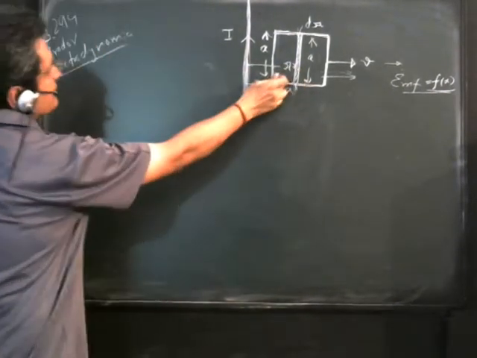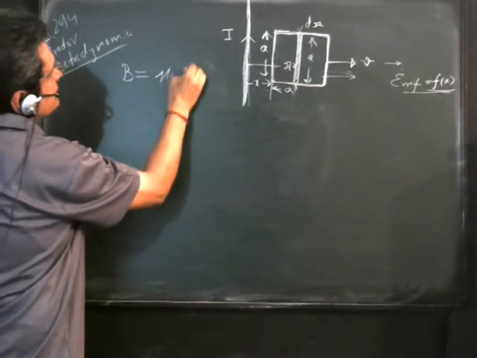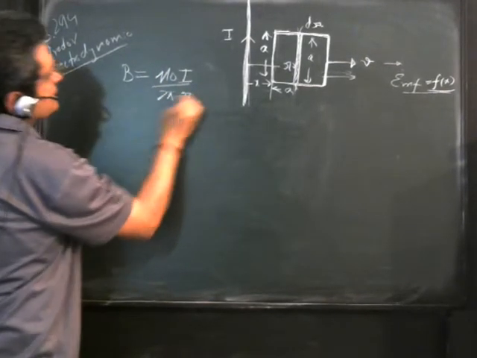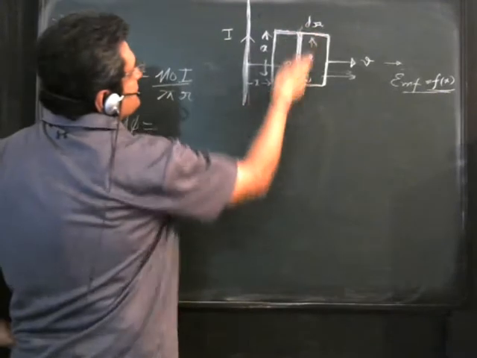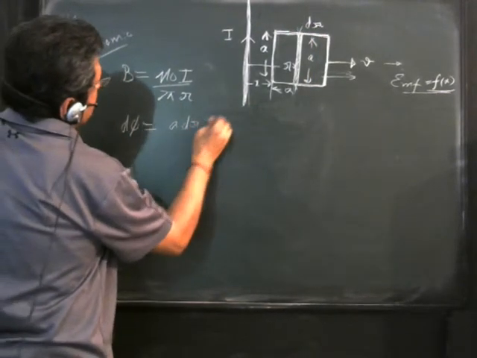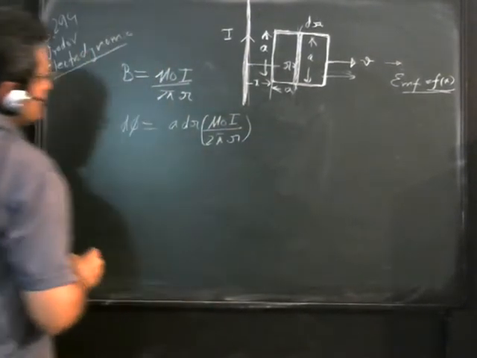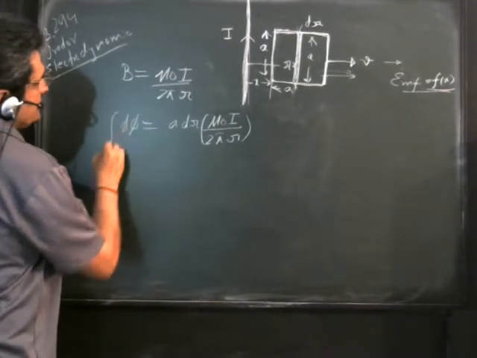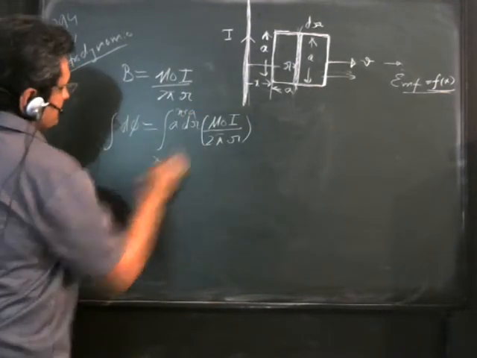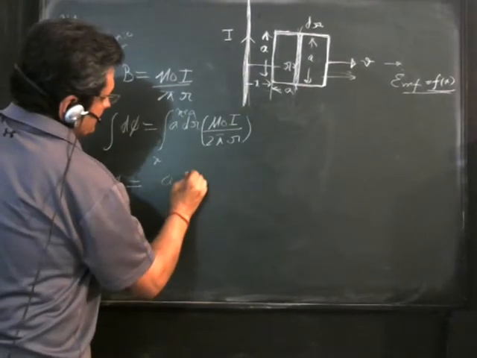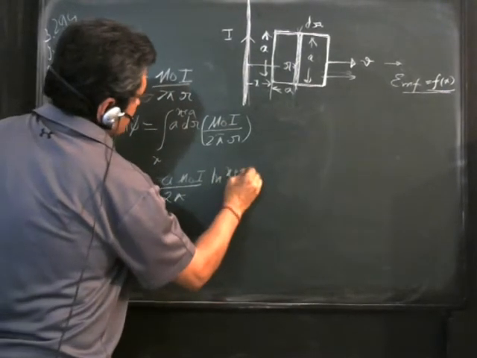Now, the magnetic field at a distance r from a long straight wire carrying current I is mu 0 I upon 2 pi r. What is the flux through this strip? The d phi is equal to, what is the area? a dr, into mu 0 I upon 2 pi r, which is the magnetic field. So you can integrate it to get the value of phi. r is varying from x to x plus a. You get phi is equal to a mu 0 I upon 2 pi ln of (x plus a) upon x.